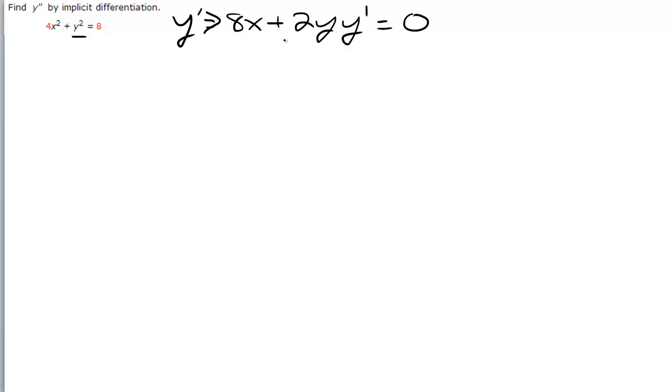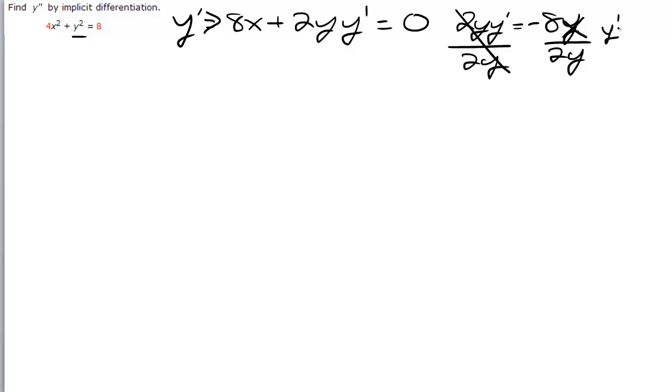Now we have to solve for y prime because we're trying to figure out what y prime actually equals. So very simply, you just move the 8x over, and then divide everything by 2y. Sorry, that should be 8x. To cancel those out, and you get y prime equals negative 4x over y. Okay, easy enough for the first one.